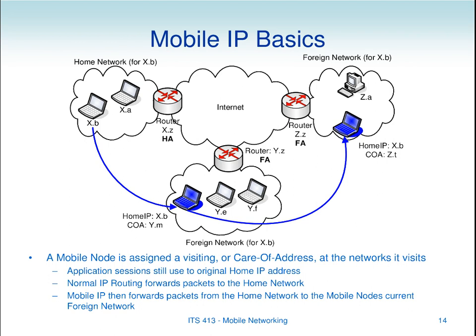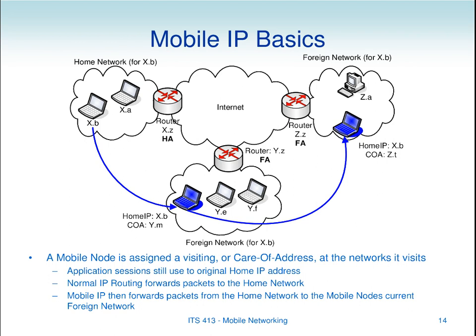As we move into a foreign network, we maintain our IP address, and we can call that our home IP address, our original IP address, X.B. But we get a secondary IP address, a temporary IP address. It's called our care of address. And that is allocated according to the foreign network we're on. So in this foreign network Y, we would get a care of address, y dot something. In this example, y dot m.